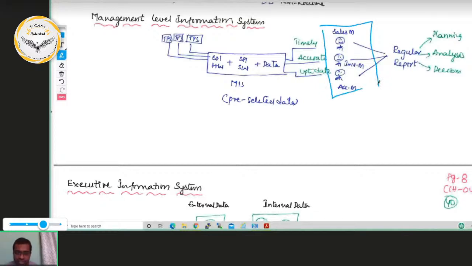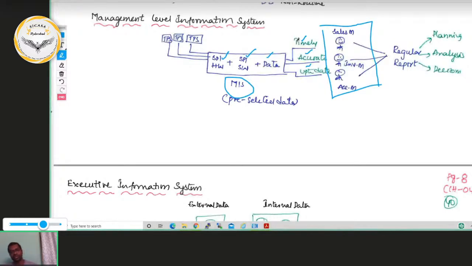Now this MIS consists of specialized hardware, specialized software and data, which provides timely, accurate and up-to-date data to the middle level managers. So what do you mean by timely data? Timely data is nothing but whenever the user requests, immediately it will provide the data. What do you mean by accurate data? Accurate data is nothing but data without any errors.